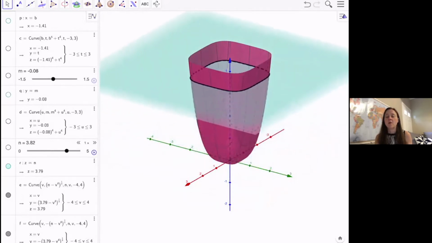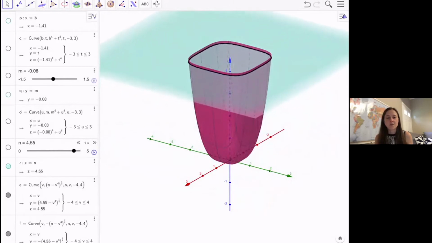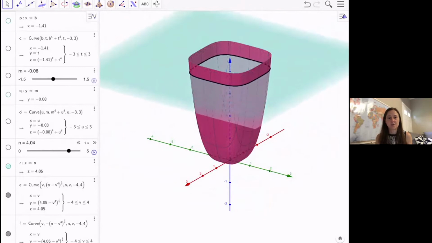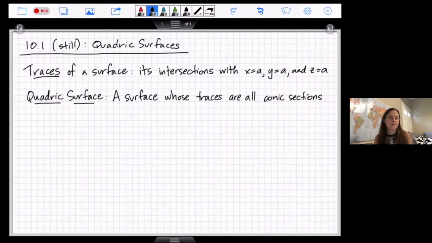Today we're going to talk about quadric surfaces, and quadric surfaces are surfaces whose traces are all conic sections. Remember our conic sections, we had 4 of them. We had circle, ellipse, parabola, hyperbola. So if you have a surface and no matter which way you slice it, you get one of those 4 conic sections, you have a quadric surface.